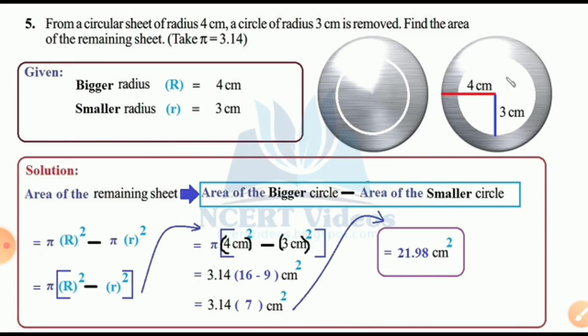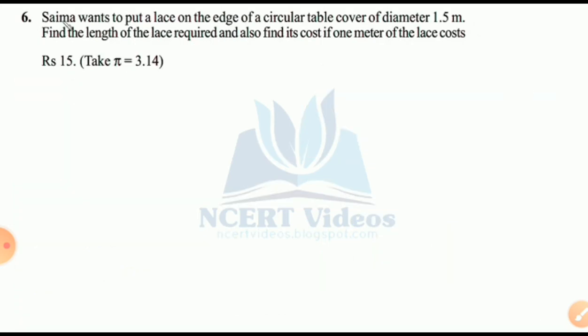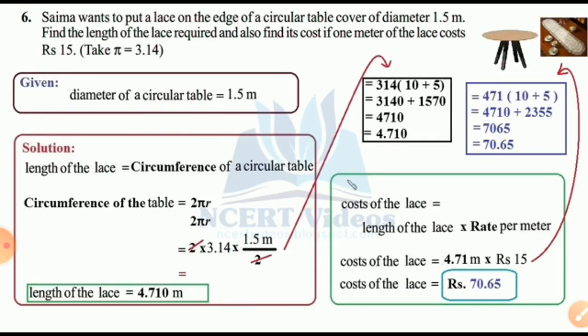Area of the remaining sheet is equal to area of the bigger circle minus area of the smaller circle. And here they gave us pi is equal to 3.14. Once again, question number 6. Saima wants to put a lace on the edge of a circular table cover of diameter 1.5 meter. Find the length of the lace required and also find its cost if 1 meter of the lace costs ₹15. Take pi is equal to 3.14.